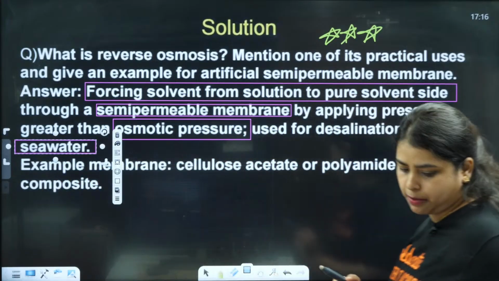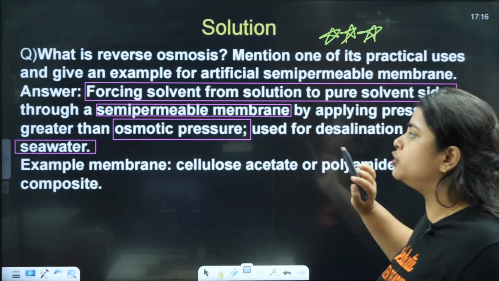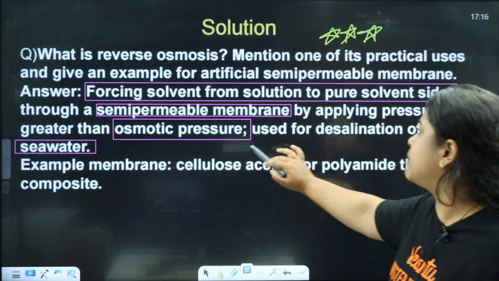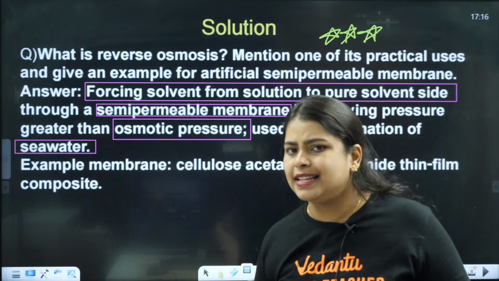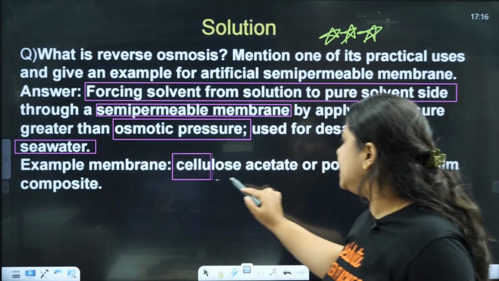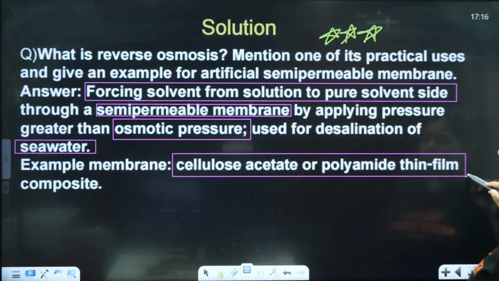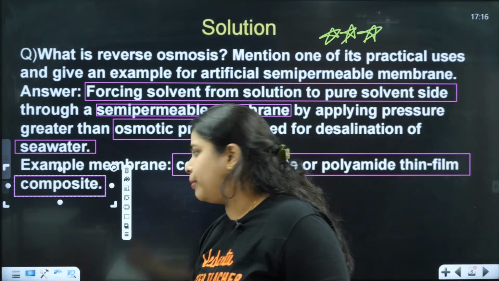You should remember one important thing here. What is that important thing? If they are asking about reverse osmosis, you should think of the osmotic pressure being used, and this is used in the distillation of seawater. Okay, distillation of seawater, that you should remember. For the example, you can take cellulose acetate or polyamide thin film composite. That is going to be the example.